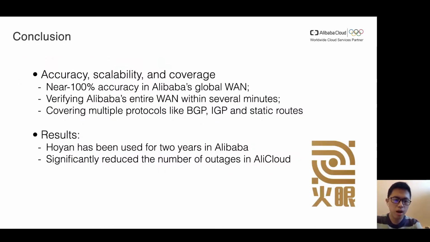In conclusion, Huoyan is the first ever reported practical configuration verification system deployed on Alibaba's Global WAN. It addresses the challenges of accuracy, scalability, and coverage, and has been used in Ali Cloud for 2 years.